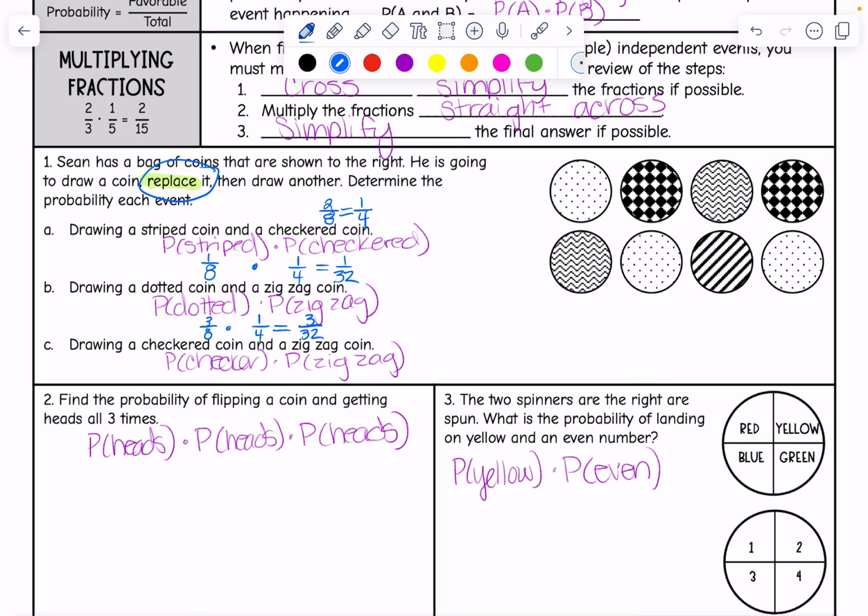And then last, we're going to draw a checkered coin and a zigzag coin. The checkered coin probability we've already found. Remember, that's 2/8, which equals 1/4. The probability of getting a zigzag is 1/4. When I multiply those straight across, I get 1/16. So the probability of those two events happening together is 1/16.